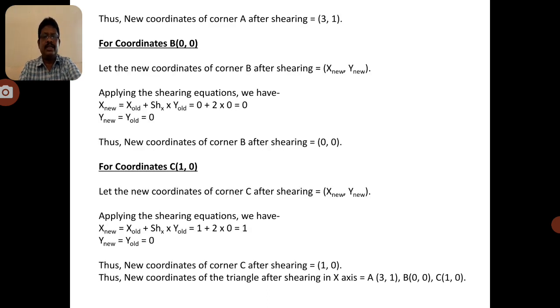Similarly we can find it for coordinate B (0, 0). We get the new coordinates where x new and y new equal 0, because the coordinates are (0, 0). That's why the new coordinates are also (0, 0). Coming to coordinate C (1, 0), for finding x new and y new, x new is derived as 1 and y new doesn't change, that is the 0 value. So we have found all the coordinates for A, B, C on the x axis.